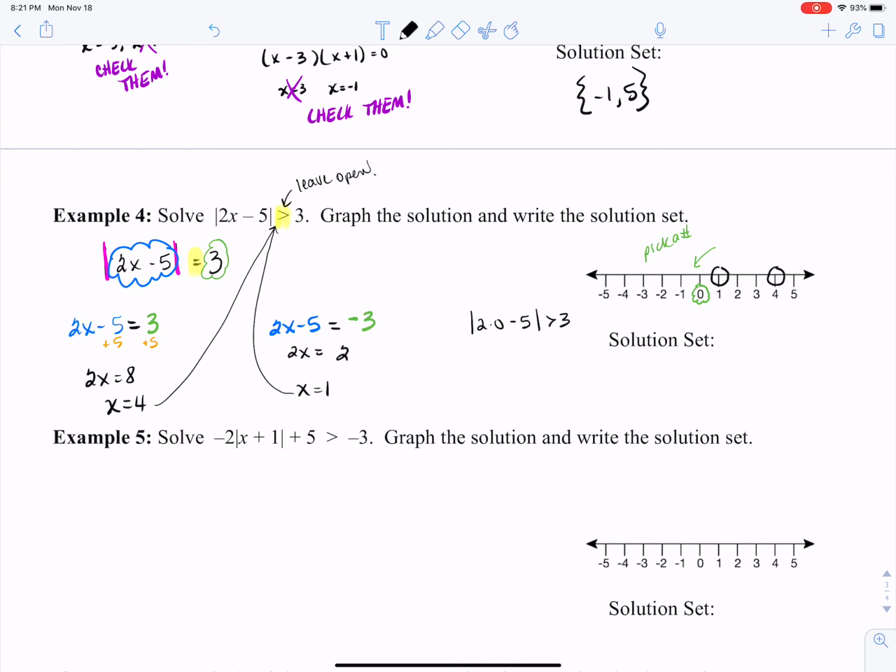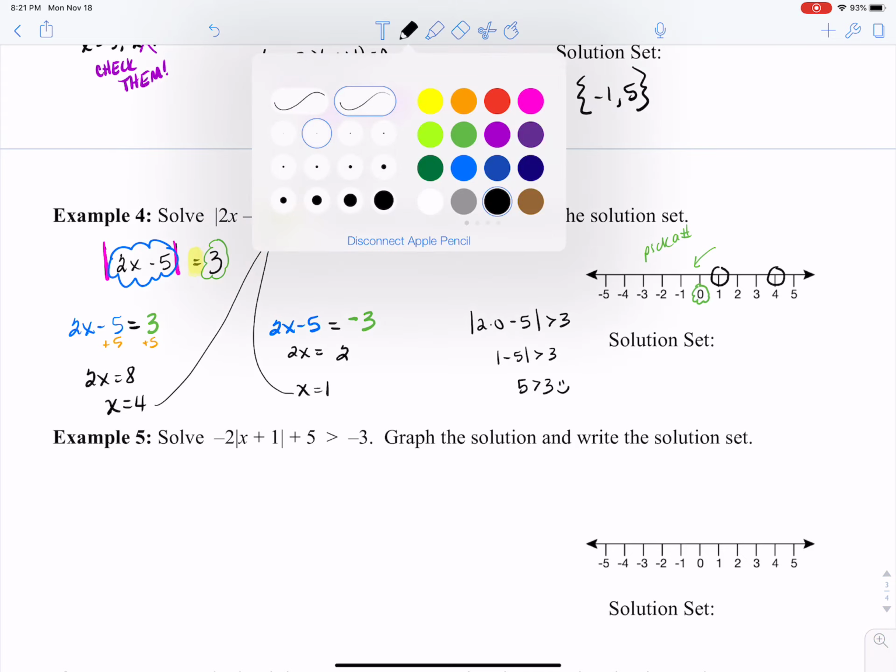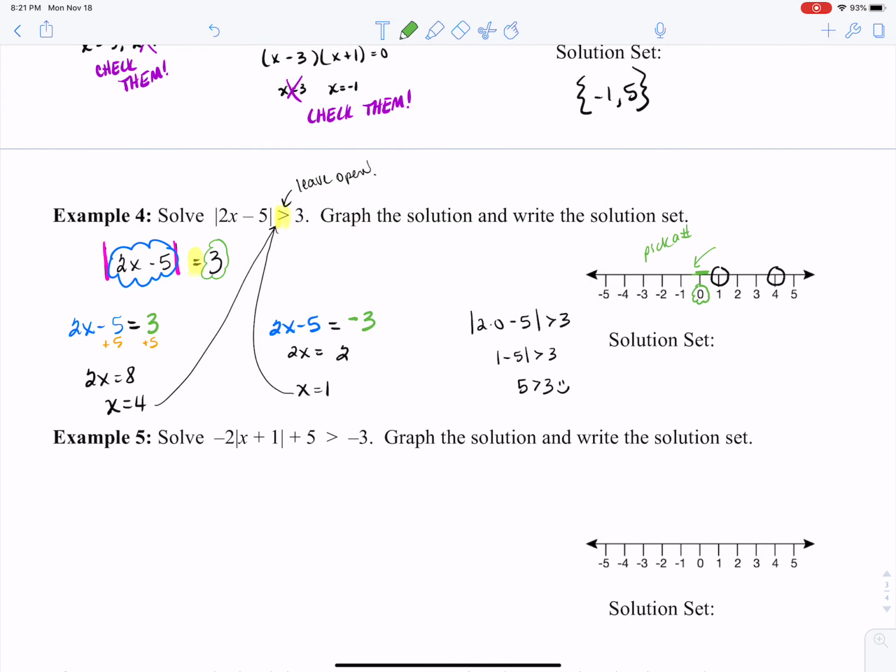Two times 0 is 0, minus 5. The absolute value of -5 is greater than 3. Is that true or not? The absolute value of -5 is just 5. Is 5 greater than 3? Yes, I like that. So what that means is I am going to shade all of the numbers to the left of 1.